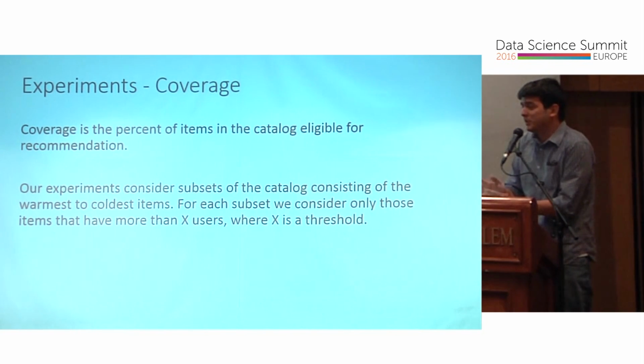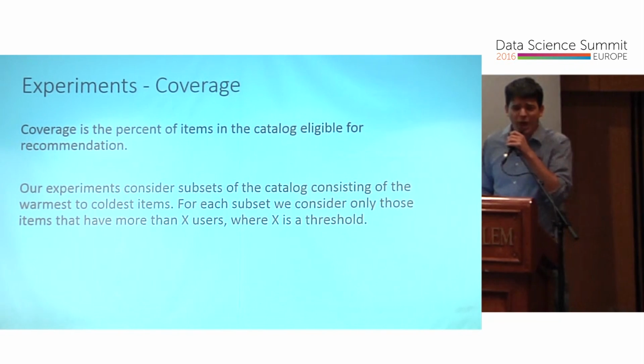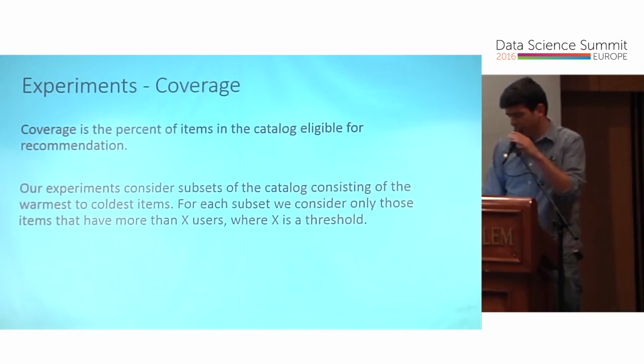So low coverage means we're considering only the warmest items. And as we increase and cover the entire catalog, we're considering more and more cold items. Cold items, of course, are those items which have very few users.